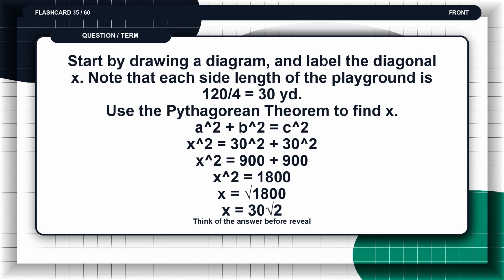Flashcard 35. Start by drawing a diagram and label the diagonal x. Note that each side length of the playground is 120 over 4 equals 30 yards. Use the Pythagorean theorem to find x.